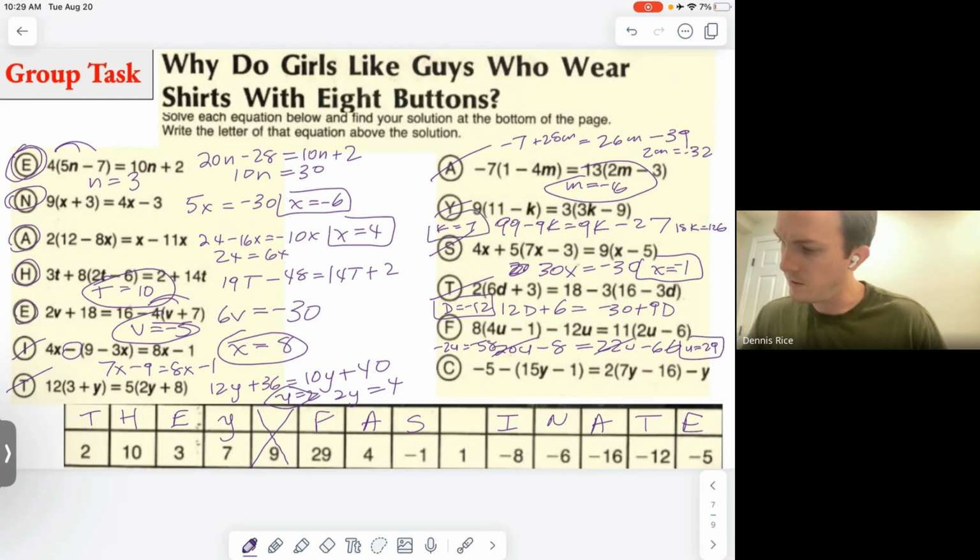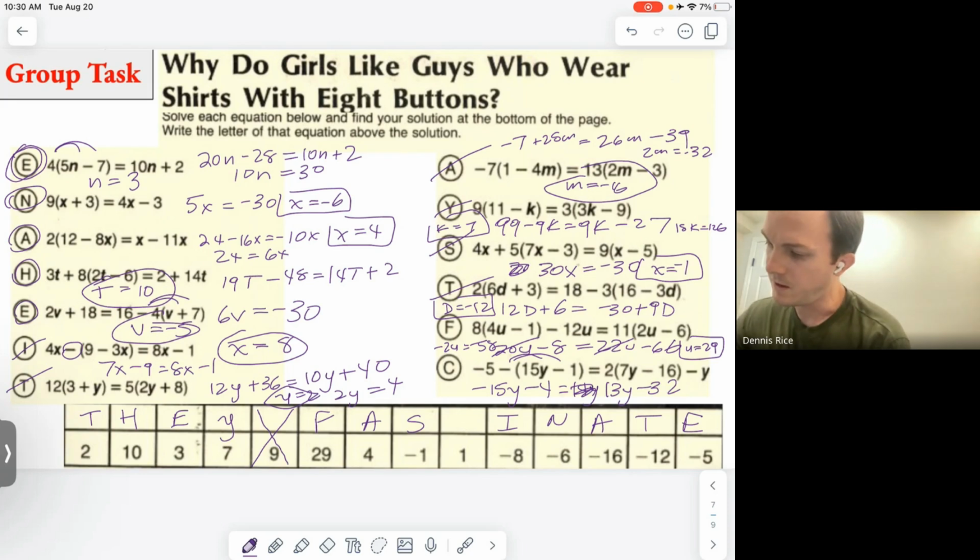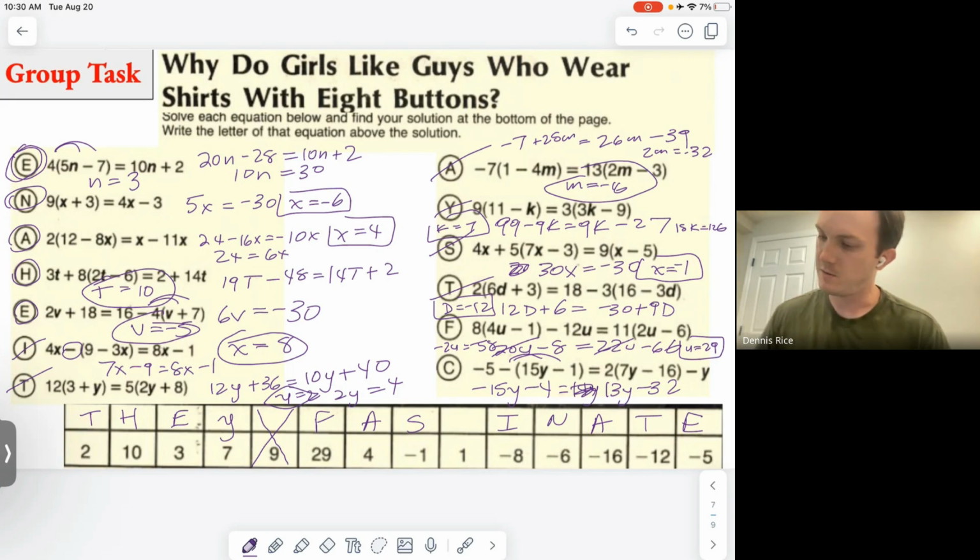And very last one. Distribute a negative here. You're going to get negative 15y combined. That's going to be a positive 1 combined with the negative 5 is negative 4. On the right, you get 14y minus 32 minus another y. So 13y minus 32. I'm going to move the 13 over to get negative 28y equals negative 28, y equals 1.